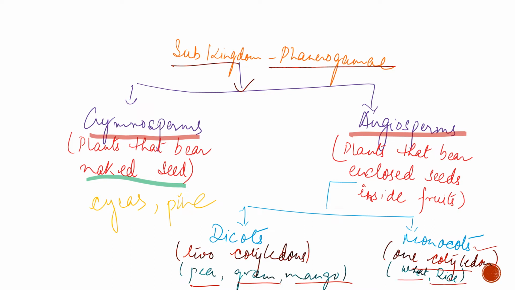So gymnosperms are plants that bear naked seeds, whereas angiosperms are plants that bear enclosed seeds inside the fruit. As they enclose the seeds inside their fruits, they are again subdivided into dicots and monocots. The examples of dicots are pea, gram and mango. We all know these are very common examples, where seed leaves are two. We can divide the cotyledon into two equal halves, whereas a monocot has only one cotyledon, which can never be divided into two parts, that is wheat and rice.